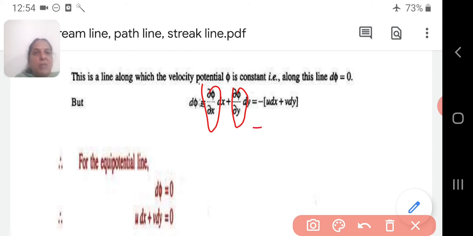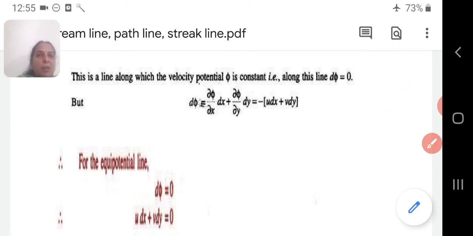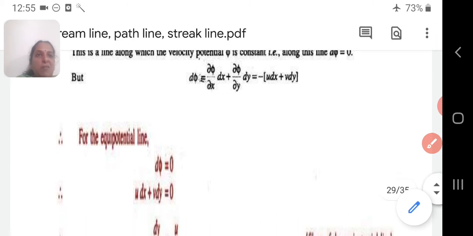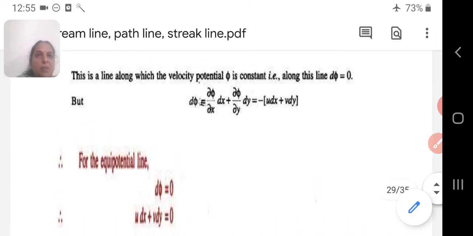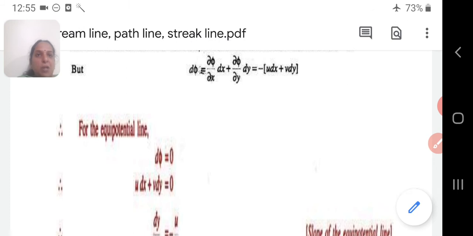We are just substituting the value of ∂φ/∂x as minus u and ∂φ/∂y as minus v, and we are bringing the minus outside. So it will be minus of u dx, where u is the value of ∂φ/∂x, plus, since we are taking the minus common outside, v dy. So for an equipotential line, this dφ will be equal to 0. That is our concept. That is a line along which the velocity potential is constant.